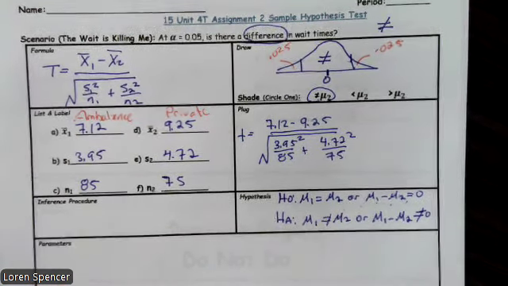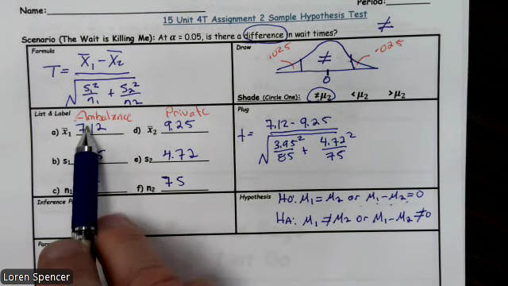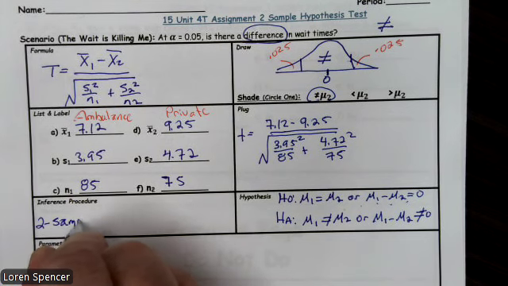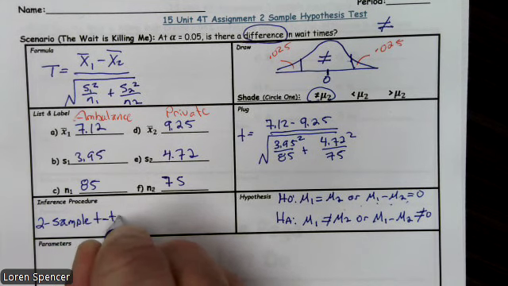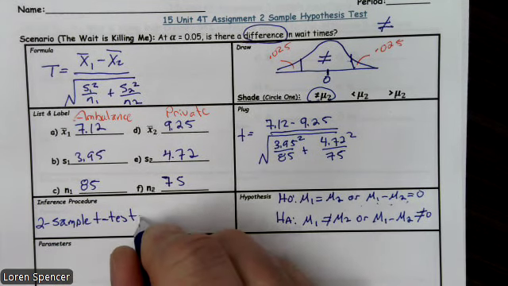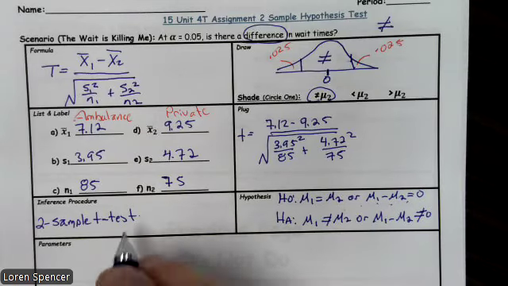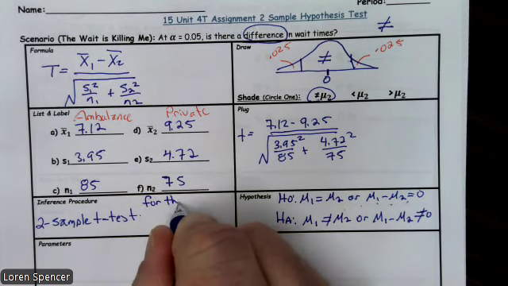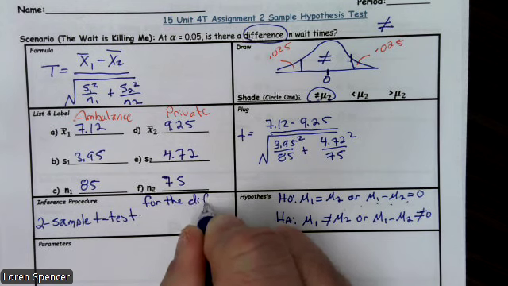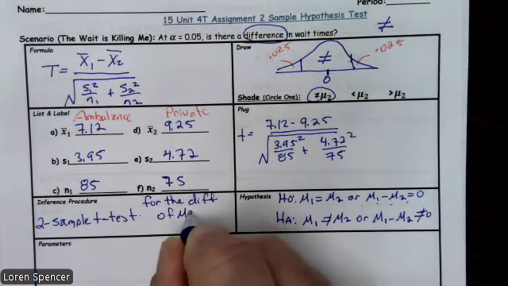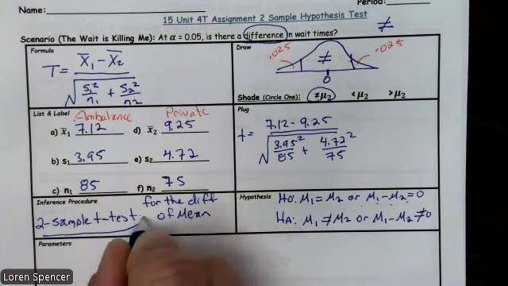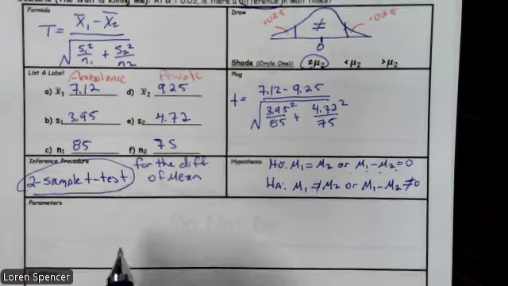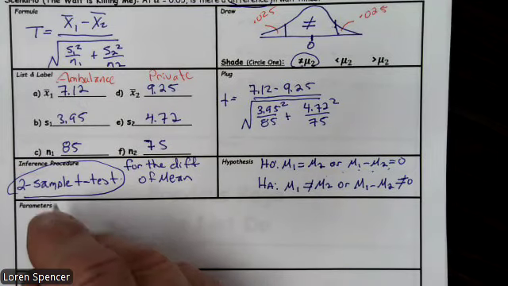All right. Inference procedure. Well, how many samples do we have? We have a sample for the ambulance delivery and a sample for private delivery. So it's a two sample t test. If you have two sample t test, you're going to be fine. But I want to say for the difference of means. Really, you just need to have this first part, two sample t-test. Parameter. Well, we have two parameters because we have two different groups, two different samples.